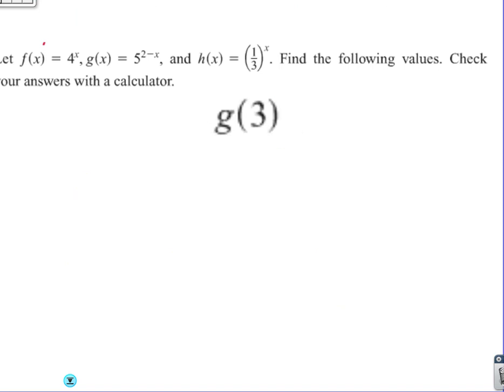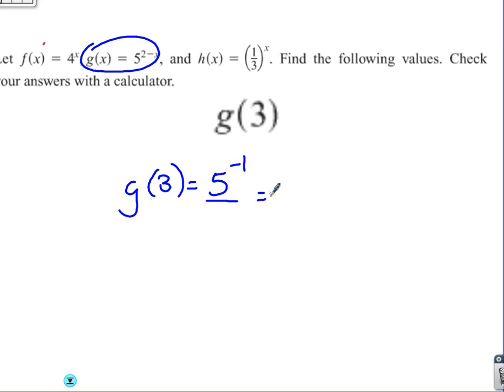Moving along. G of 3. Here's your g of x function. If g of x is 5 to the 2 minus x, then g of 3 would be 5 to the 2 minus 3, or 5 to the negative 1 power. When you're dealing with negative exponents, you need a fraction bar to make it positive. Put a fraction bar, bring it to the bottom. Anybody? 1/5. 0.2. Any questions there?